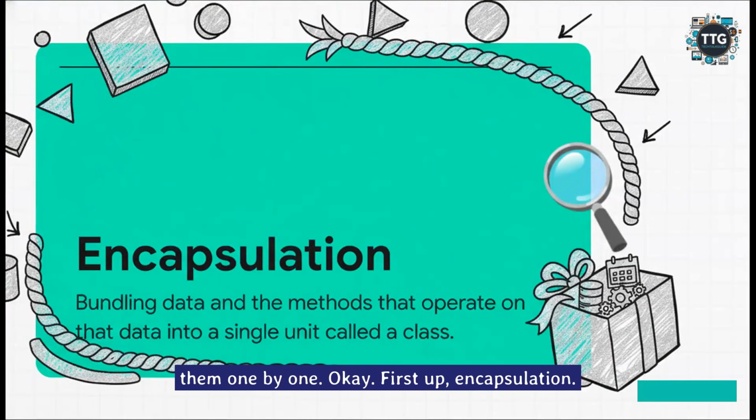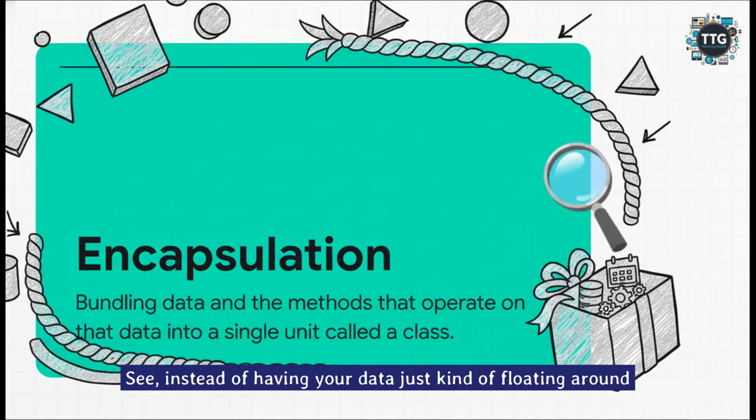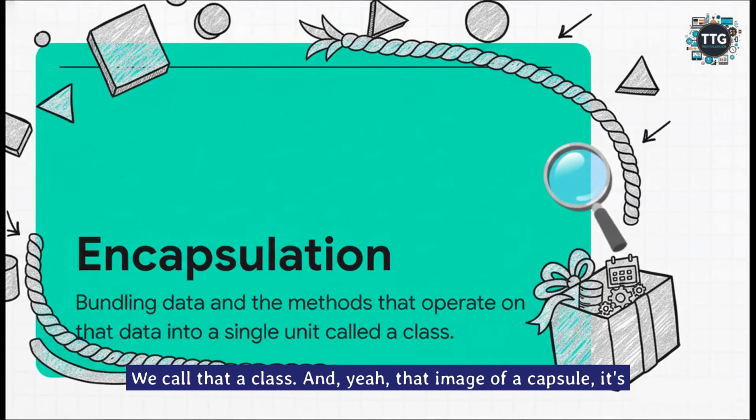Okay, first up, encapsulation. Now, the easiest way to think about this is like a protective wrapper. See, instead of having your data just floating around in one corner of your code and the functions that work on that data way over in another, encapsulation bundles them all together into one single neat package. We call that a class.